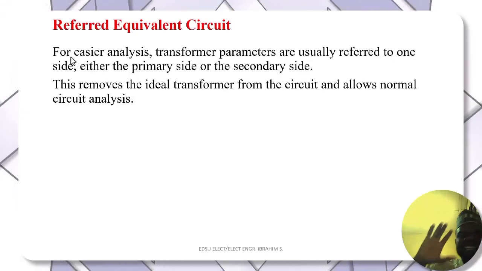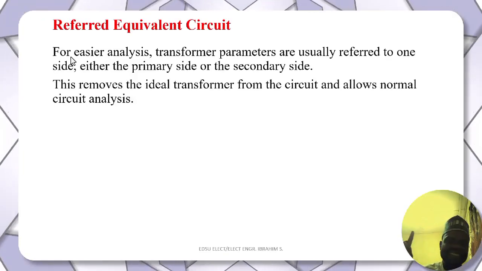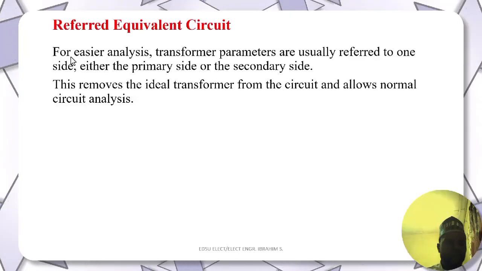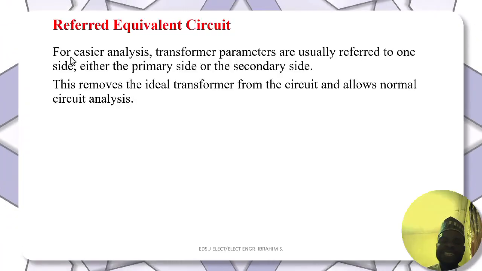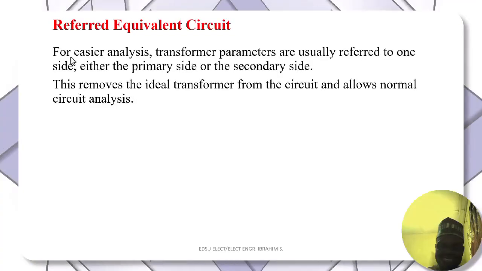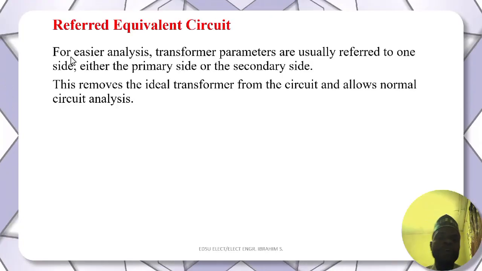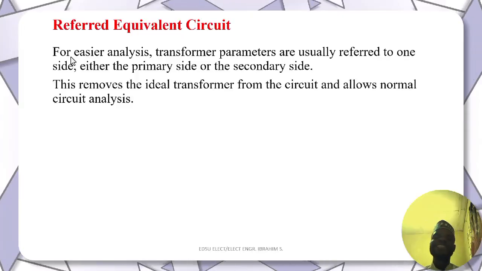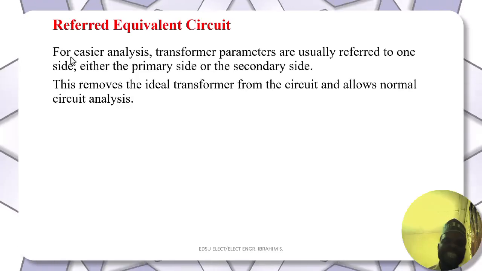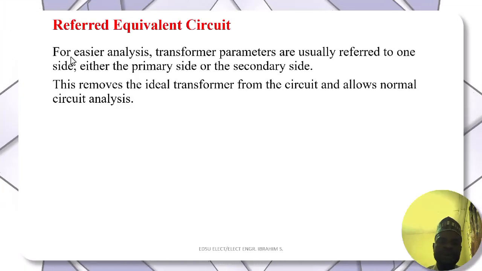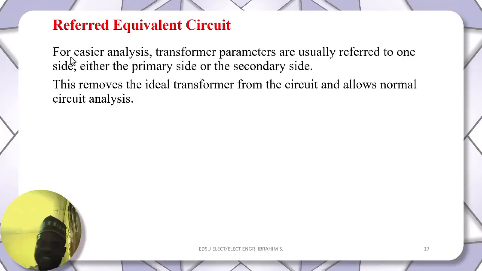So when the transformer is working on no load, the secondary current and the resistance at the secondary will also affect the primary current and the total resistance at the primary, because the resistance at the primary is responsible for the voltage drops and the total current in the circuit. Because of that, there is a need to discuss the equivalent circuit when referred to each side of the transformer. This removes the ideal transformer from the circuit and allows normal circuit analysis.